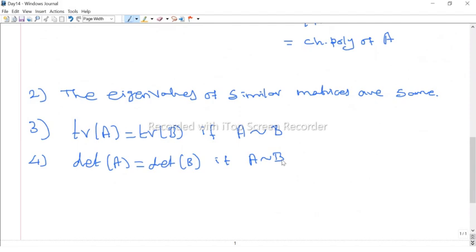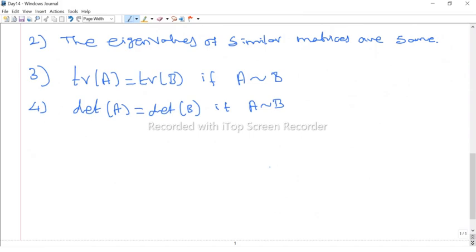Now we come to the next one. Suppose we have two matrices A and B. Note, the converse need not be true. So what is the converse? Suppose for two matrices A and B the trace and the determinant are equal, but we cannot say A and B are similar.